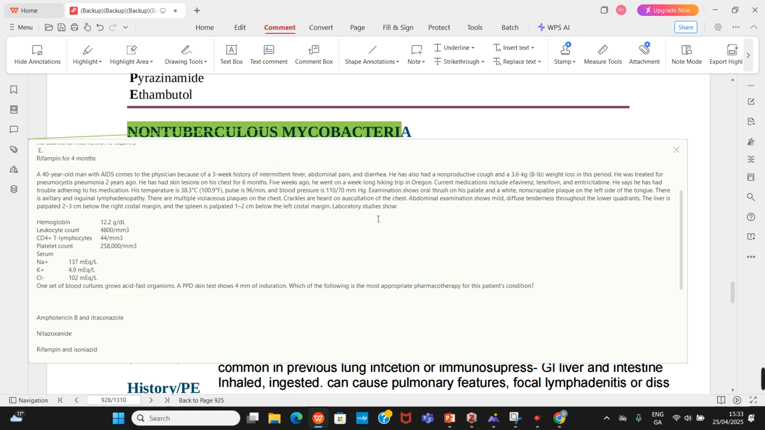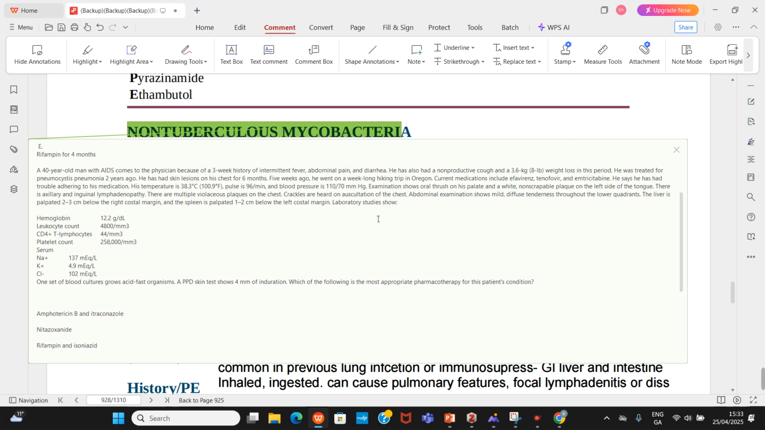All right. A 40-year-old man with AIDS comes to the physician because of a 3-week history of intermittent fever, abdominal pain, and diarrhea. He has also had a non-productive cough and 3.6 kg weight loss in this period. He was treated for pneumocystis pneumonia 2 years ago. He has had skin lesions on his chest for 6 months. 5 weeks ago, he went on a week-long hiking trip in Oregon. Medications include efavirenz, tenofovir, and emtricitabine, and he says he has had trouble adhering to his meds.